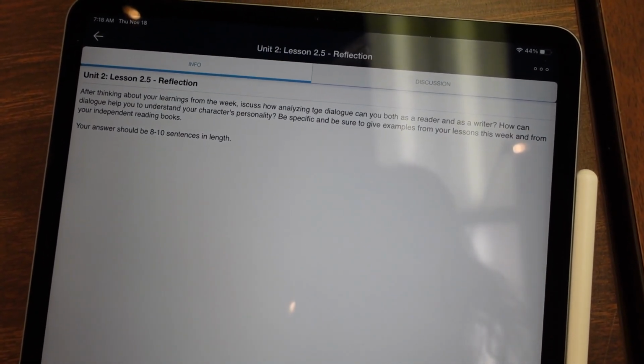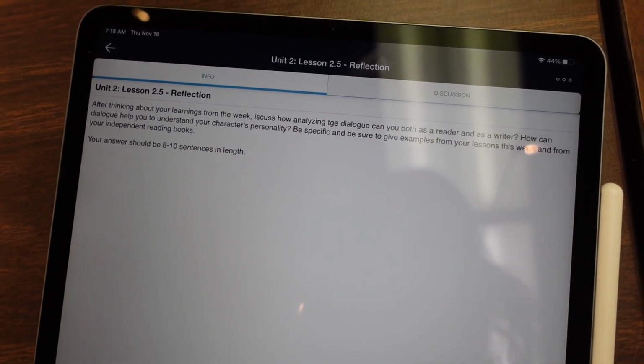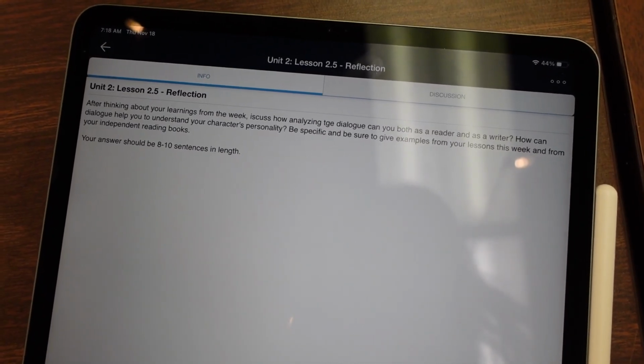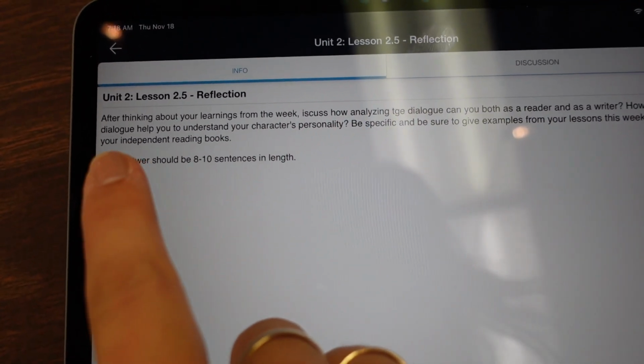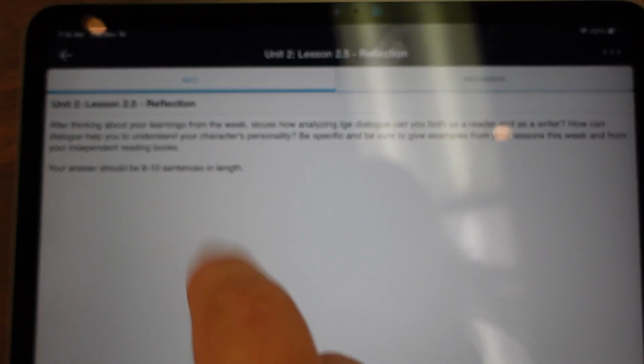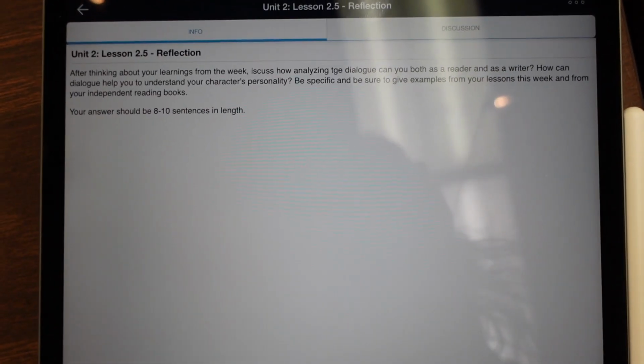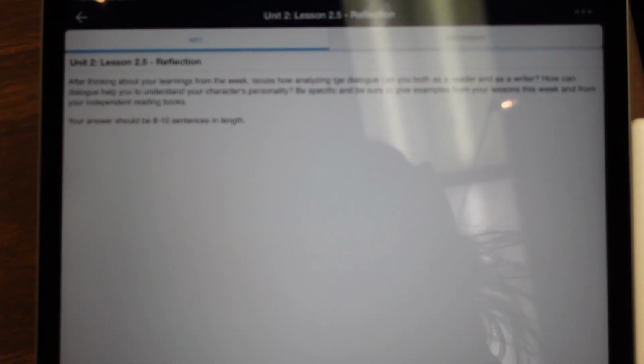So first I want to show you my Schoology page. Students are going to reflect using a discussion board within Schoology. So this is what it looks like. You can see that it has Unit 2, Lesson 2.5, Reflection, and then it has the question that students are going to be answering.